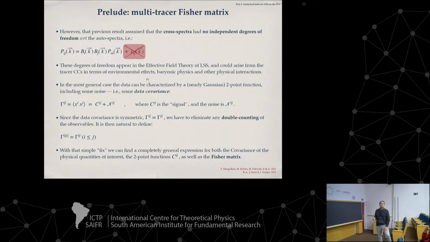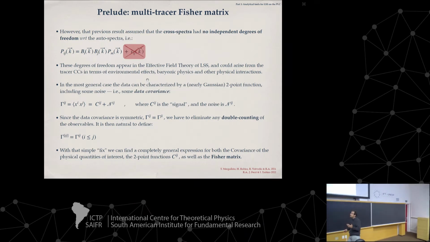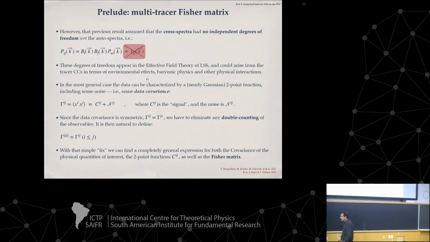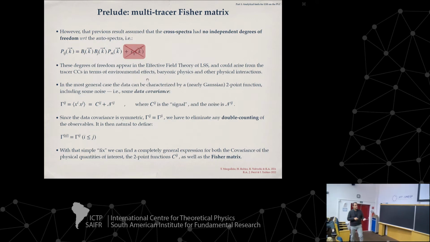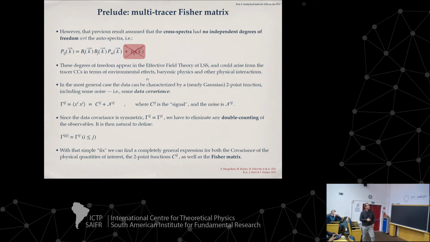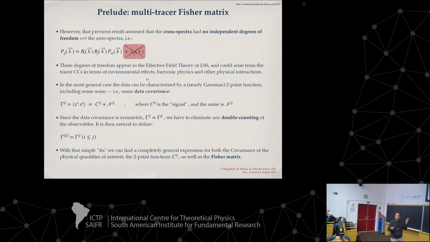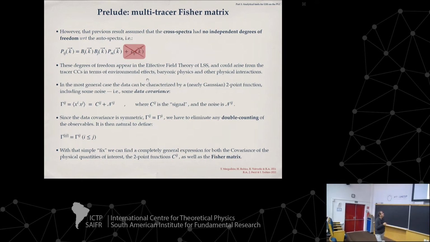These degrees of freedom can appear, for instance, when you try to describe structure formation with effective field theories, which is basically the only analytical tool that we have to go beyond the linear regime. But they can also appear physically in terms of environmental effects, things that appear in these cross-correlations, exclusion effects that depend on the type of tracer, and other baryonic physics. So actually, in the most general case, and this is what I'm going to consider here, though it's not crucial for my argument, I'll assume that we just say it's a nearly Gaussian two-point function, it's symmetric and it has some noise. This is basically the situation we have in cosmology.